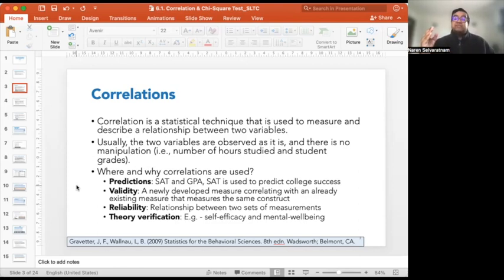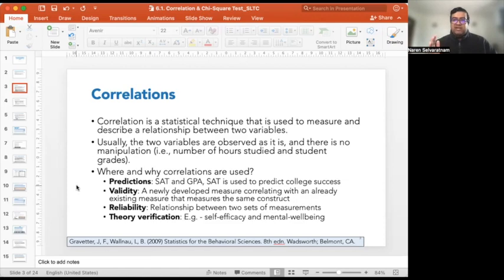And lastly, theory verification. Now, I have been researching self-efficacy, and very recently with a group of undergraduate students in classes, I did a very small data collection, a research where we try to understand the relationship between self-efficacy and mental well-being. The students got the data, we plotted them on a scatter plot, and then we ran a correlation, and the correlation is a positive correlation.